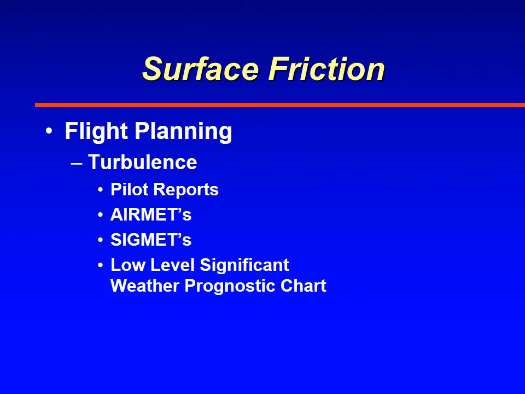And then as far as turbulence, you will get pilot reports of aircraft at low altitudes reporting turbulence or low-level wind shear. We'll talk about that in another section. But also AIRMETs tend to forecast this type of turbulence, as well as SIGMETs for severe turbulence. And you can look at low-level significant weather prognostic charts to give you a forecast of turbulence at low altitudes.